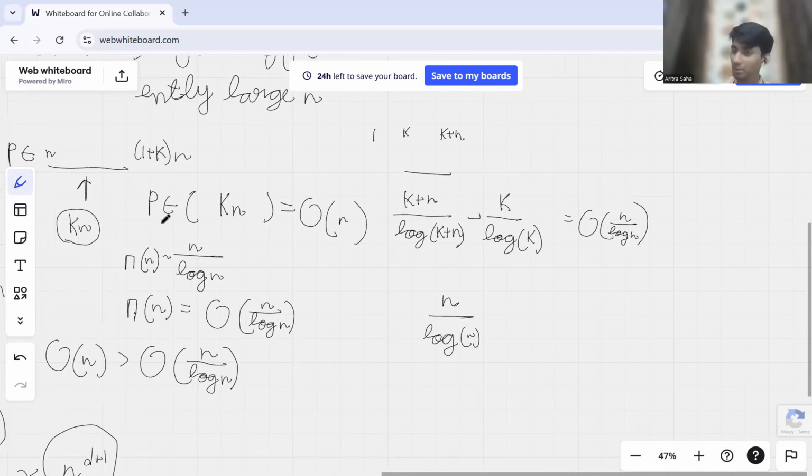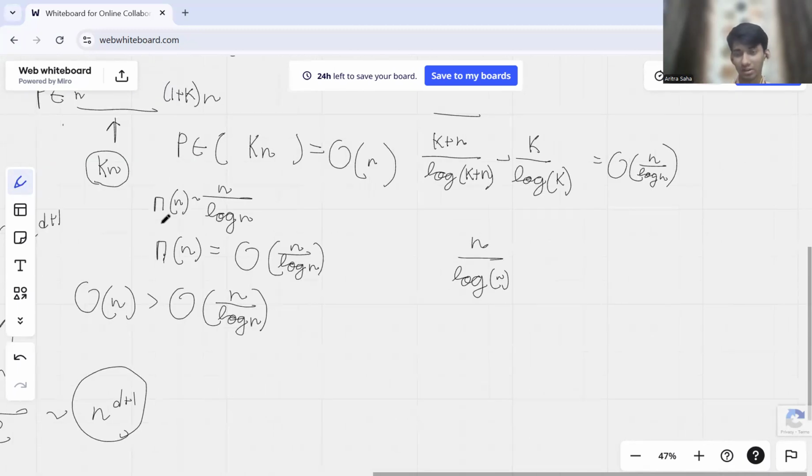So actually, any gap of length L will contain O of n by log n primes, with constant factors. For 1 to n, the constant factor is 1, but if you go deeper and deeper, the constant factor will be lower and lower.